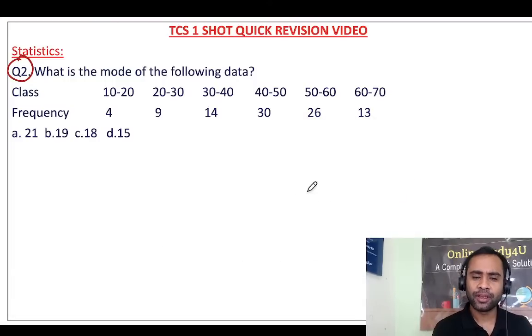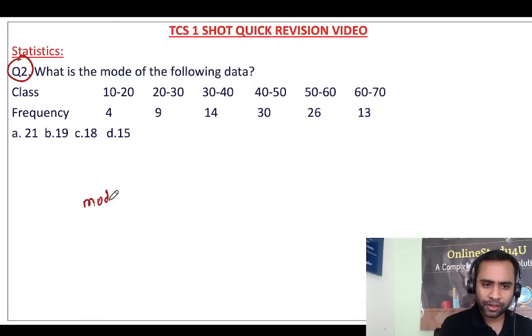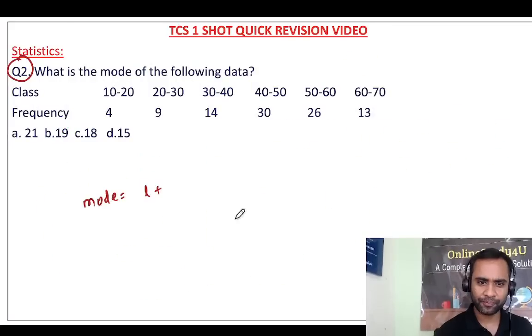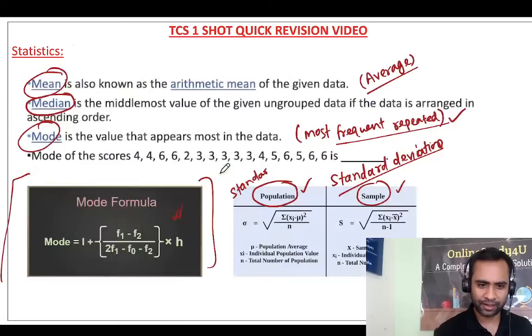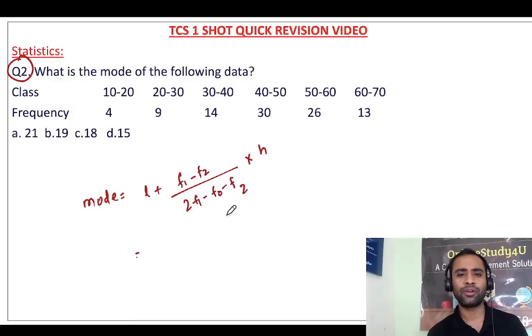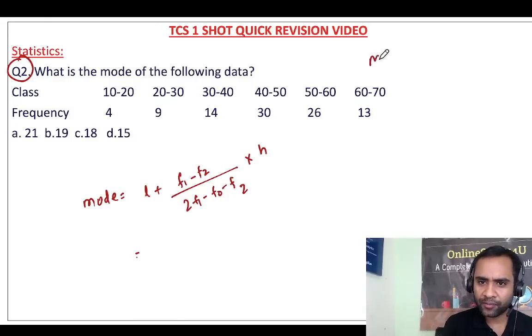So we'll see what the formula for mode is. If we go back and see, it was L plus f1 minus f0 over 2 f1 minus f0 minus f2, into h. So this is the formula. The first thing we will have to calculate is the model class.